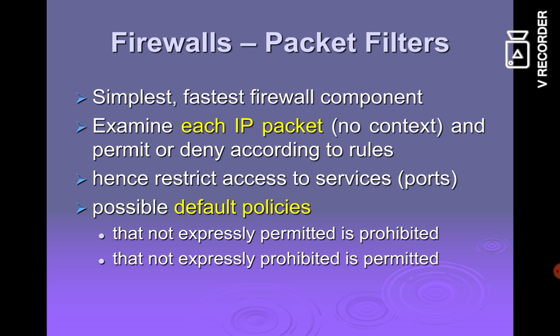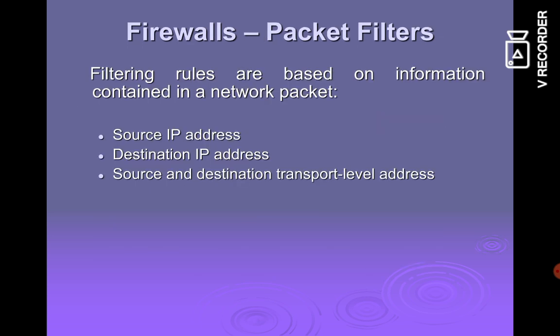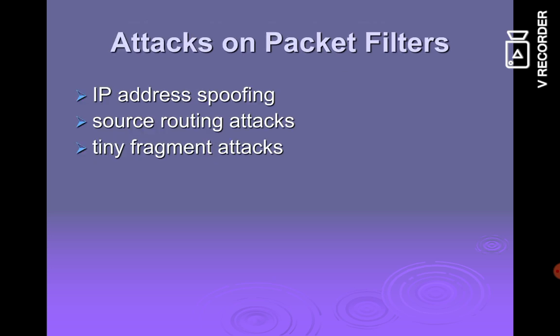It is the simplest and fastest type of firewall. It examines each IP packet, and we have employed two default policies. So based on the IP packet information like source IP address, destination IP address, source and destination transport level address, we may employ several rules, and these rules are applied to each packet. But anyway, packet filters have several drawbacks. Several attacks are possible with packet filter: IP address spoofing, source routing attack, and tiny fragment attack.